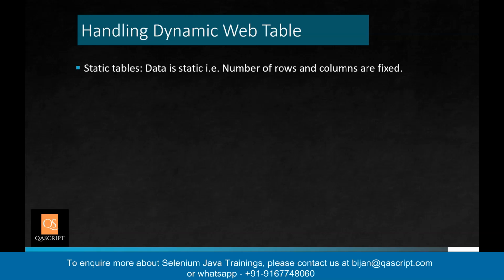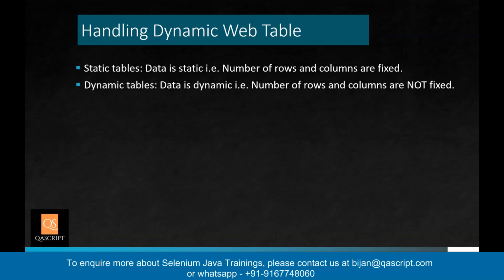So what are these web tables? They could be static tables or dynamic tables. Static tables mean the data is static and not changing, so the number of rows and columns should be fixed. In dynamic tables, the data is dynamic, so the number of rows and columns may not be fixed; they could be changing.